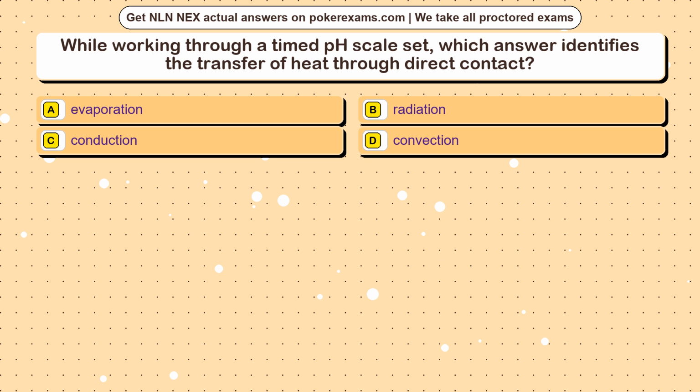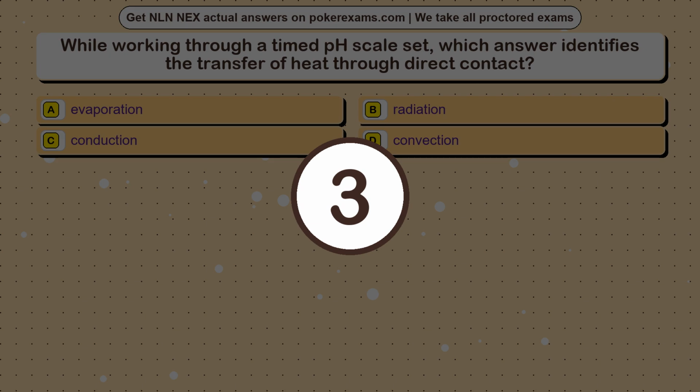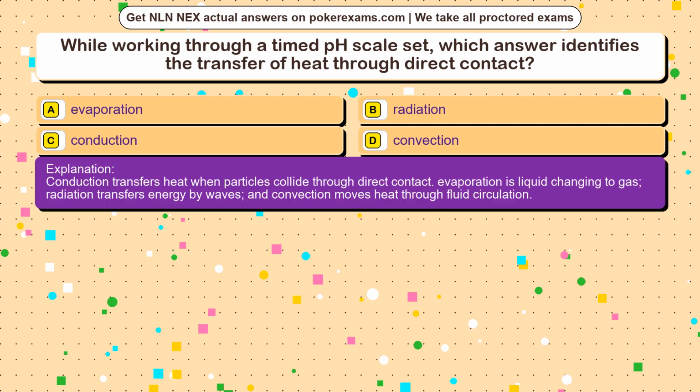Question 8. While working through a timed pH scale set, which answer identifies the transfer of heat through direct contact? Option A, evaporation. Option B, radiation. Option C, conduction. Option D, convection. The correct answer is option. Conduction transfers heat when particles collide through direct contact. Evaporation is liquid changing to gas, radiation transfers energy by waves, and convection moves heat through fluid circulation.